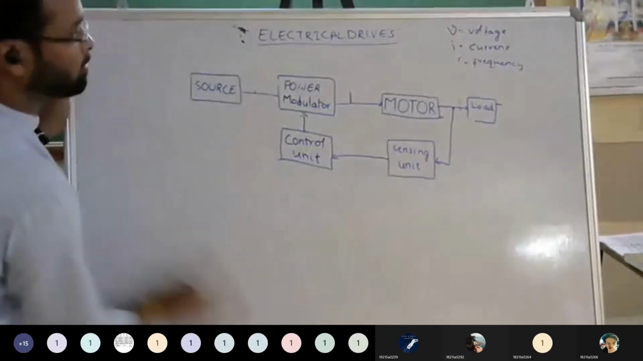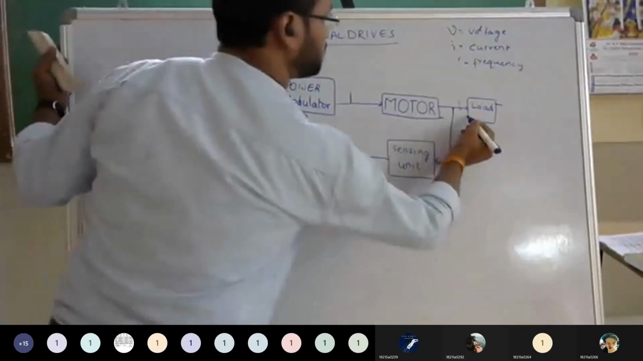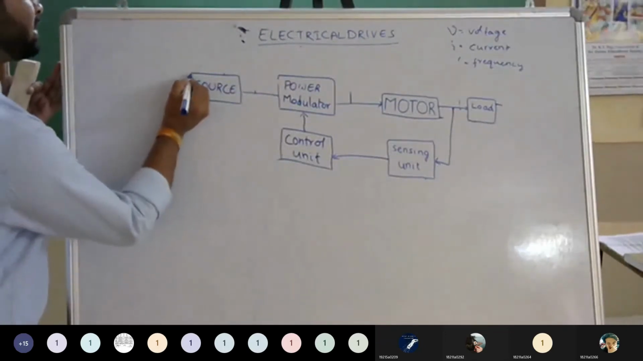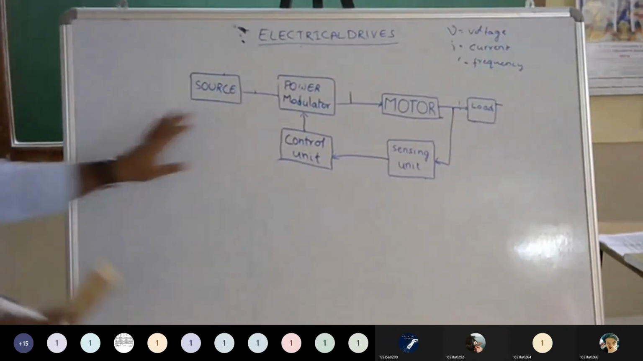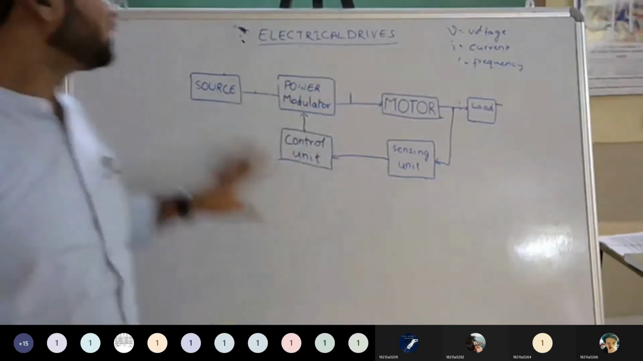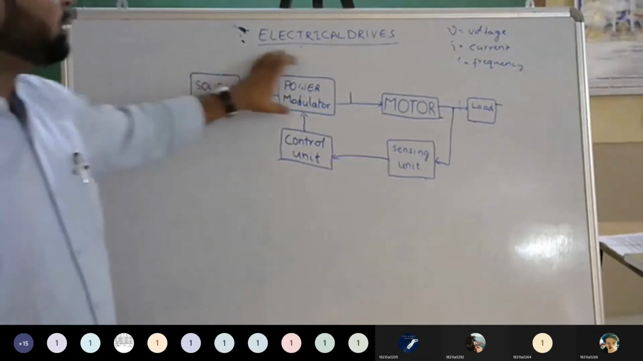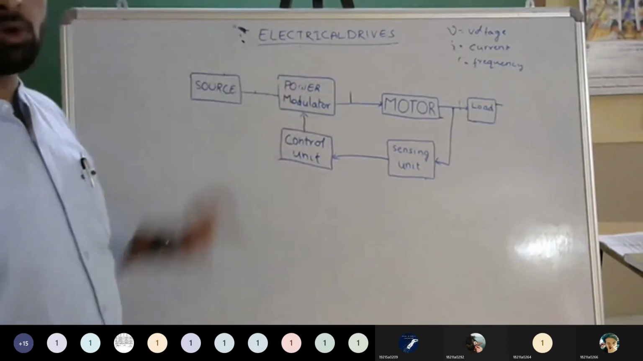So first we'll go one by one again. So what are the components available? First component is the source. So what will the source do? It will supply the electrical energy to the motor. That is the main motor of this one. But this supply is not regulated. It will be regulated by the power electronics interface or the power modulators.